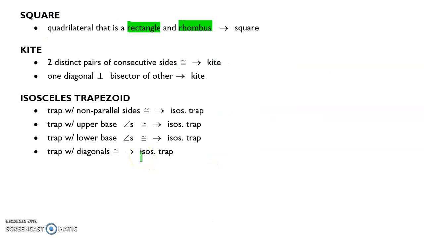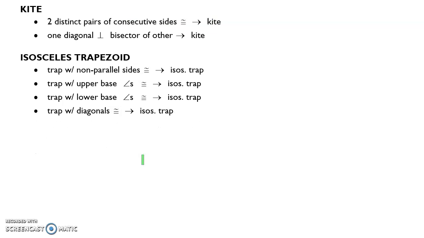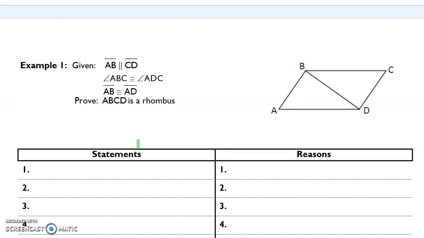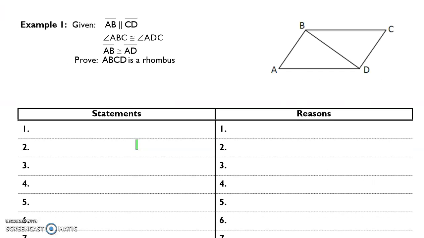And for an isosceles trapezoid, we would need to know it's a trapezoid first. Once we knew trapezoid, then if my non-parallel sides were congruent, it's isosceles. If either upper or lower base angles were congruent, it's isosceles. If my diagonals are congruent, it's isosceles. Okay, so we'll come back and revisit this again at another time to help us go through some of our proofs here. But first proof is this.